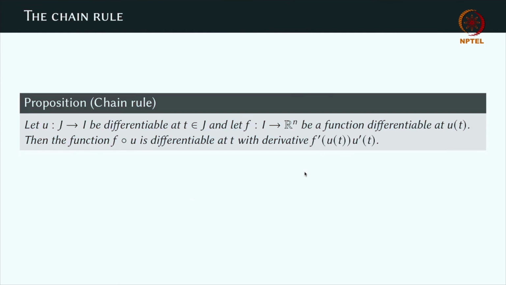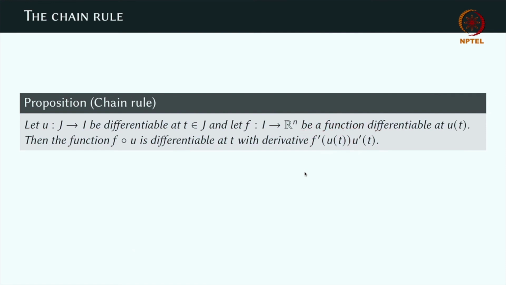We also have a chain rule for such functions. Suppose you start with j, which is also an interval in R. Suppose u from j to I is differentiable at the point t in j, and you have a function f from I to Rn that is differentiable at the point u of t. Then the composite function f composed with u is differentiable at t with the derivative f prime of u of t times u prime of t.